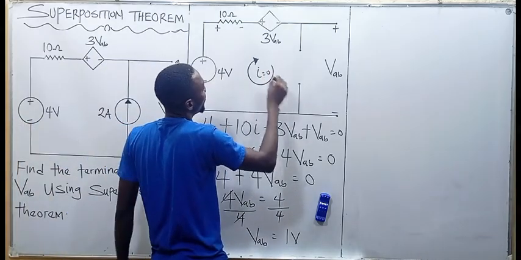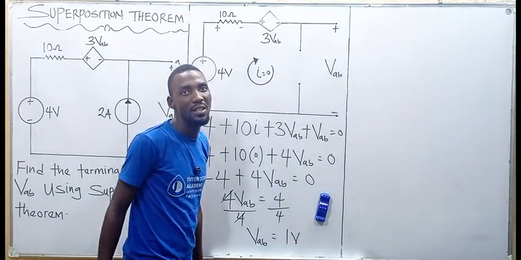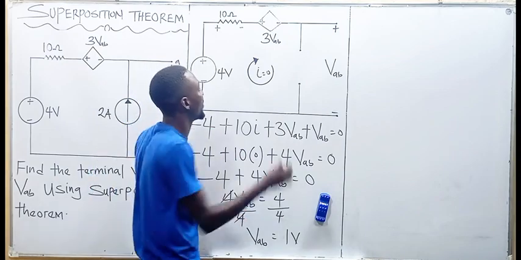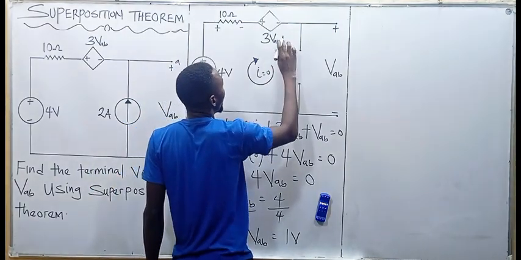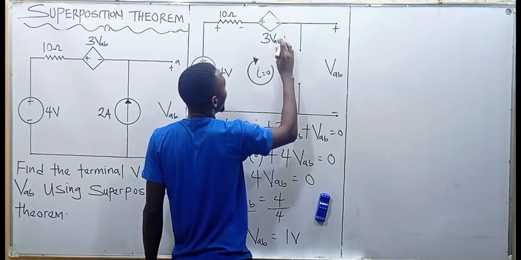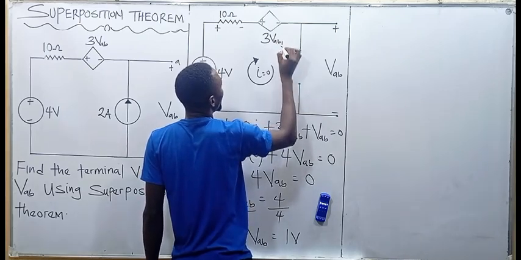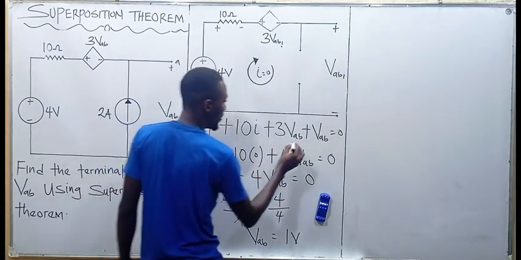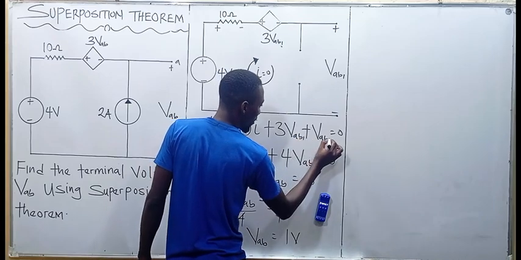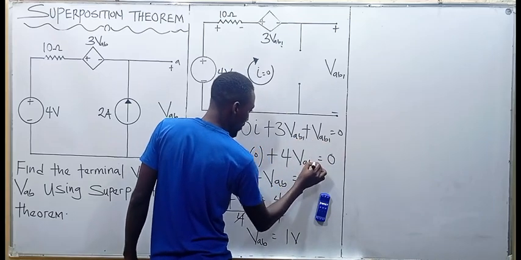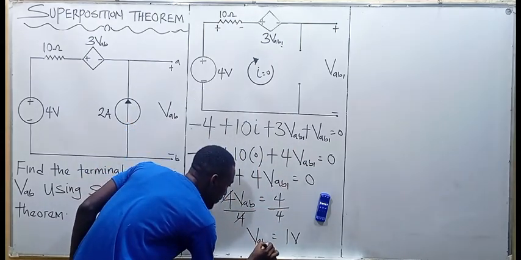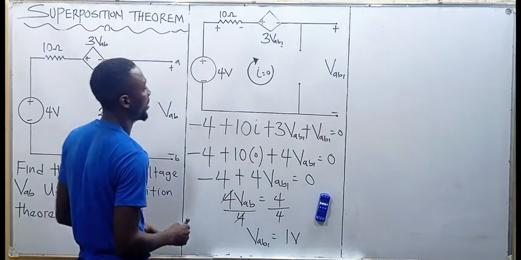But mind you, since this is the first voltage source that we are considering, what we have here should be VAB 1. So let's take it to be VAB 1. When we consider the second one, it's going to be VAB 2. All right, so that's it.